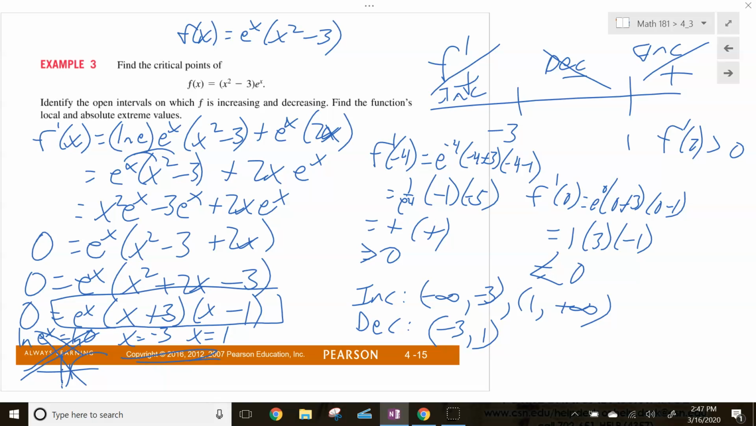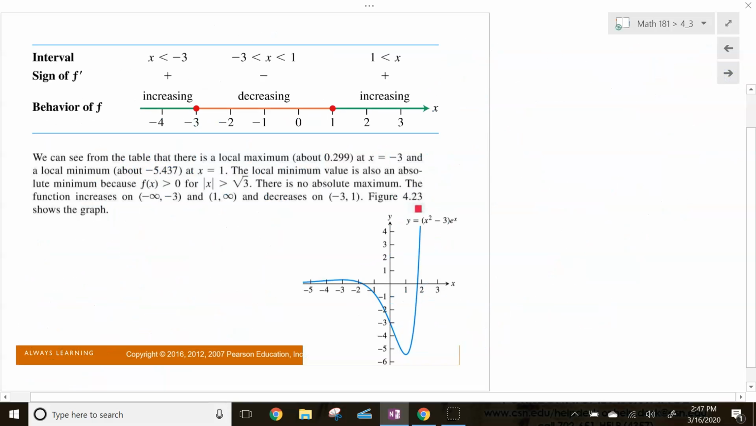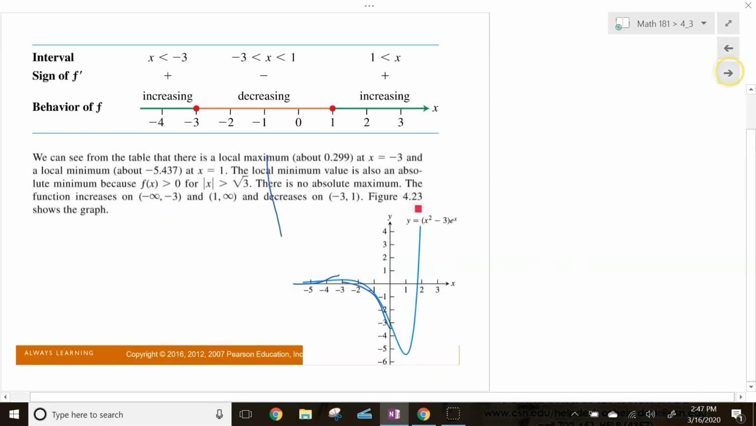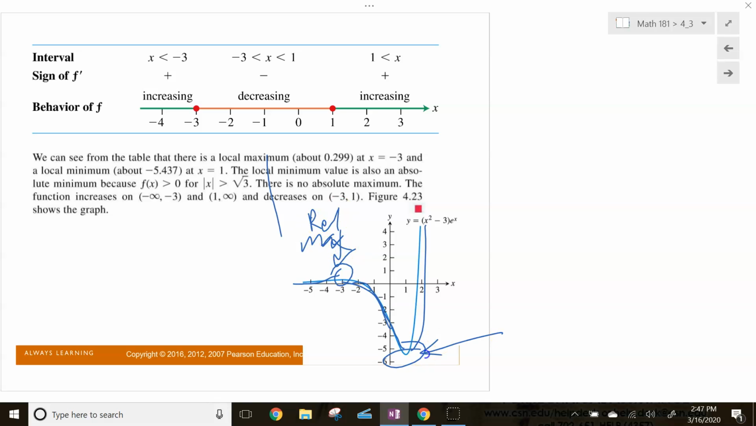Of course, we could plot a bunch of points. You kind of see it, right? We're increasing up until negative 3. Then we decrease, and then we increase, right? So we've got a relative or local max right there. This is a local min. And actually, on this function, this is an absolute min.